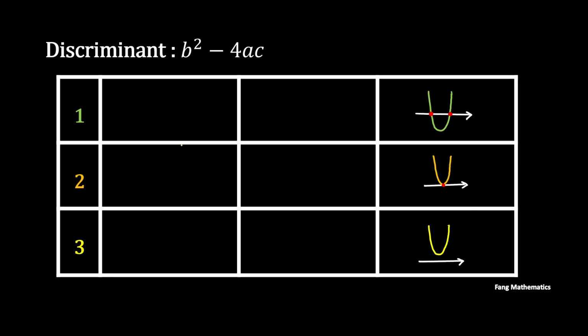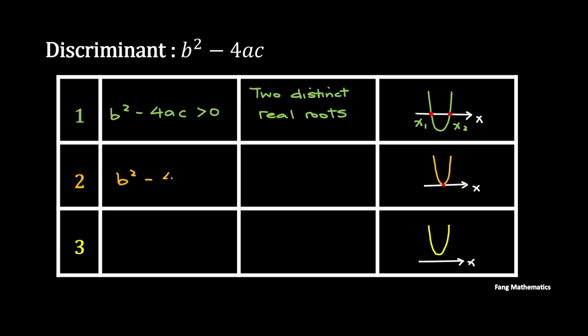Moving on, we are going to look at the nature of the discriminant, that is b squared minus 4ac, the part that is under the square root. The first case, the most common, is when your discriminant is greater than 0. That tells you you will have two distinct real roots. If you refer to the graph, you will see that there are two x-intercepts, and each x-intercept represents a real root.